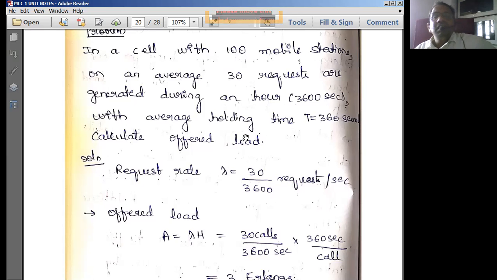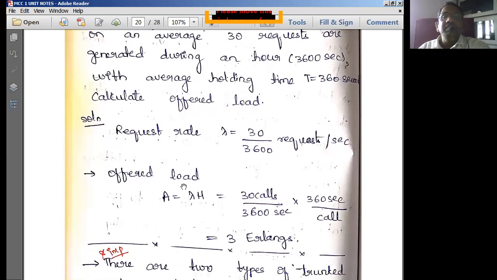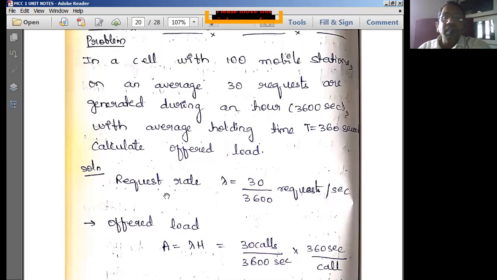Once they get connected, how much average time are they talking in the mobile network? For 1 hour they are talking. That is the average holding time we can have. Then what is the request rate? Request rate is always calculated with respect to the hour. So 30 requests are being made in an hour, which is 3600 seconds. Therefore the request rate is going to be 30 by 3600 requests per second.